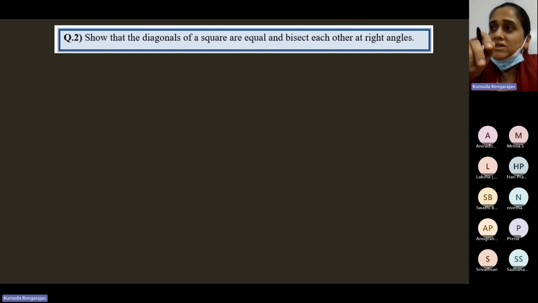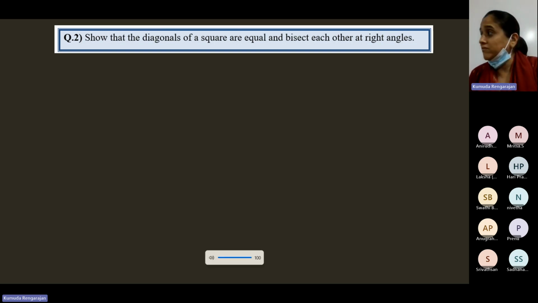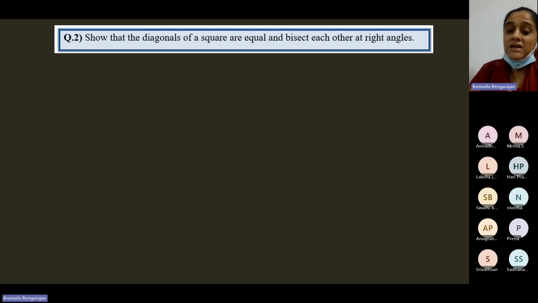So to show that diagonals are equal, you'll have to take one triangle that has the diagonal AC and another triangle that has the diagonal BD. If we call the square ABCD, to show that AC is equal to BD, show that these two triangles are congruent, and then by CPCT you will get AC is equal to BD.